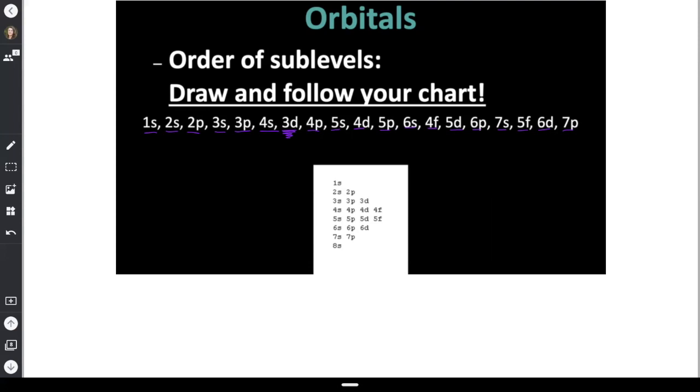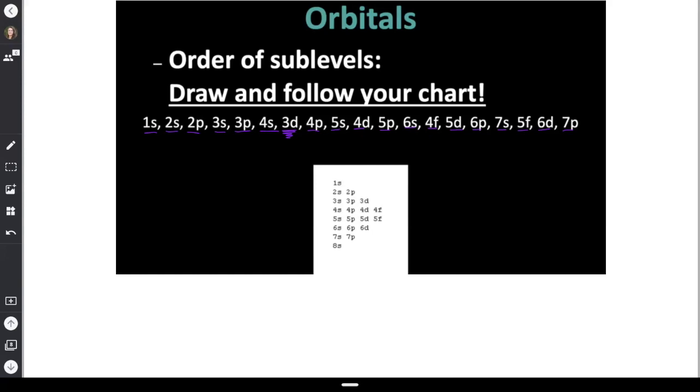So up until 4s, it looks like you're doing good. It looks like you've got an order down. But then at 3d, we start to get off and it starts to go in a random looking order. So we're going to talk about how you find that order. So, in big, bold, underline: draw and follow your chart.